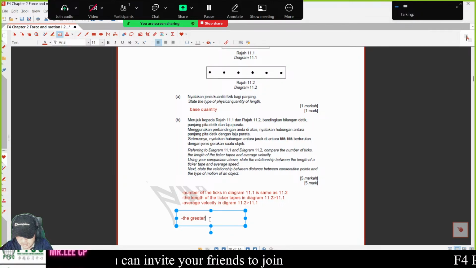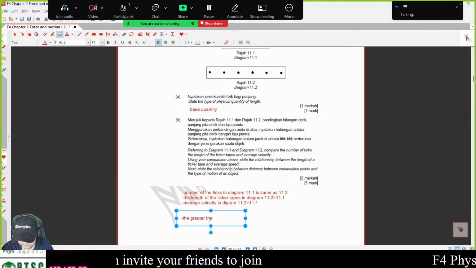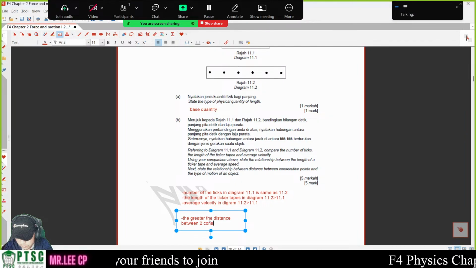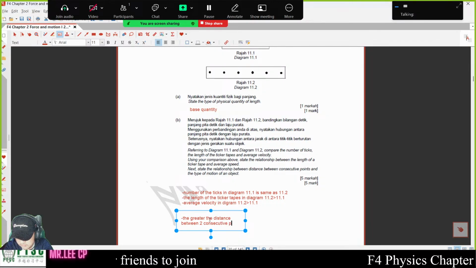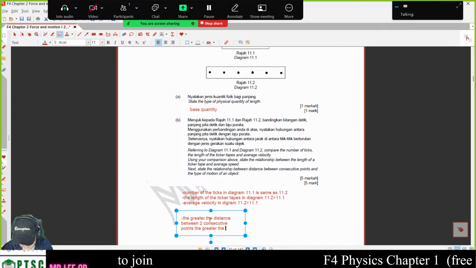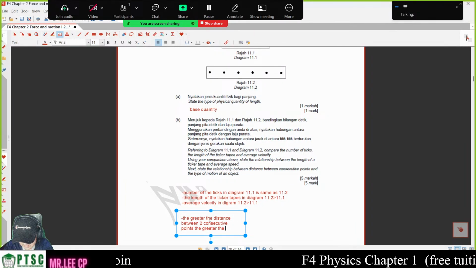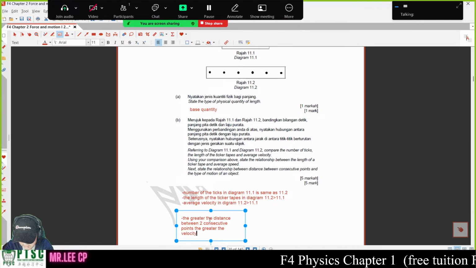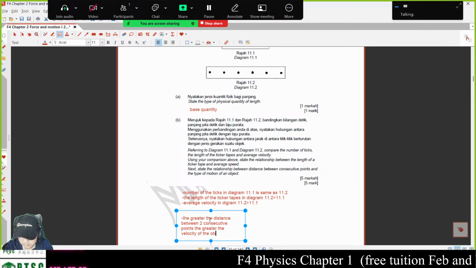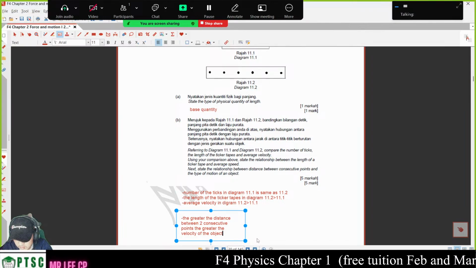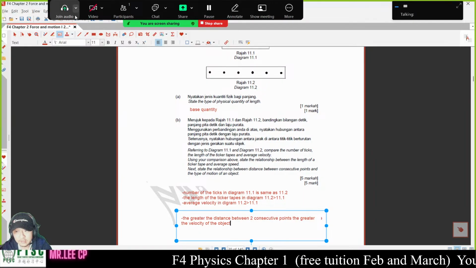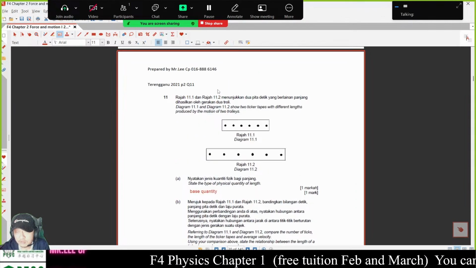The greater the distance between two consecutive points, the greater the velocity of the trolley, of the object. Here they said object, so I write object. Okay, is that okay? We try to have a look into the answer.